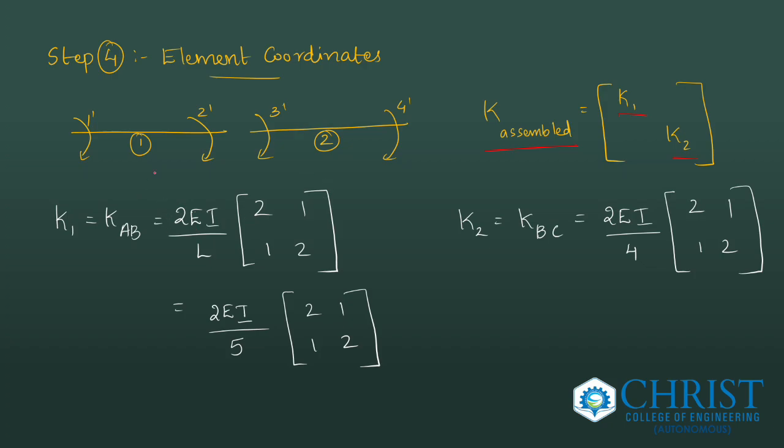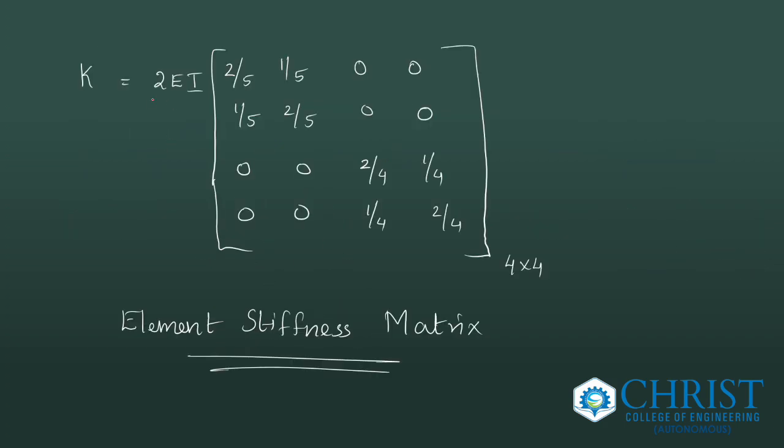So length is given. Length is 5 meters. So 2EI by 5 into [2, 1; 1, 2]. K2 is KBC, that is length is 4 meters, 2EI by 4, [2, 1; 1, 2]. You can take 2EI common outside. So I took 2EI common outside.